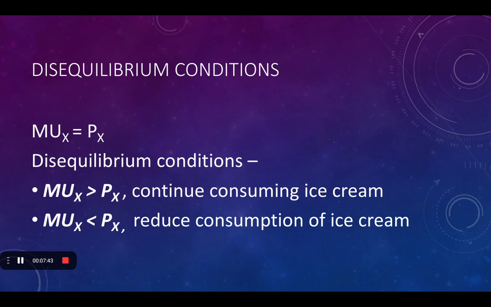Now, apart from equilibrium condition, we have a disequilibrium condition too. Consumer is said to be in equilibrium where MUX is equal to PX. That is, where marginal utility in terms of money is equal to price of the commodity. Now, when this is not equal, all those conditions will be referred to as disequilibrium condition. The first disequilibrium condition here is when MUX is more than PX.